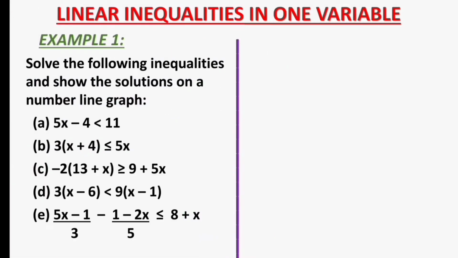Moving on, let's see some solved examples about linear inequalities in one variable. Example 1. Solve the following inequalities and show the solutions on the number line graph. Question A. 5x minus 4 is less than 11. Question B. 3 into x plus 4 is less than or equal to 5x. Question C. Minus 2 into 13 plus x is greater than or equal to 9 plus 5x.